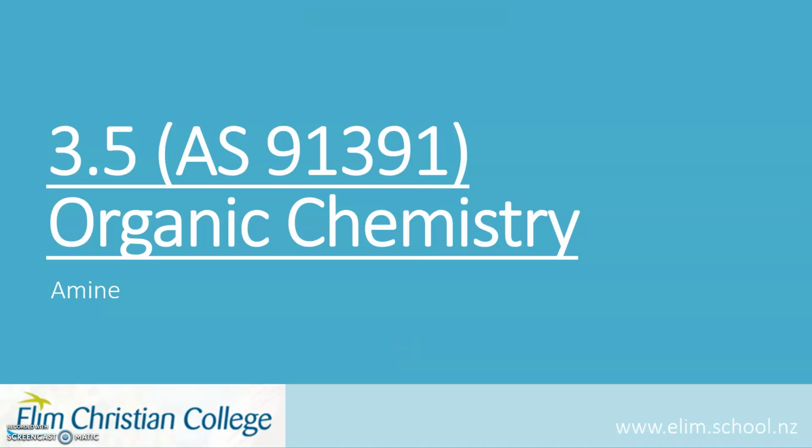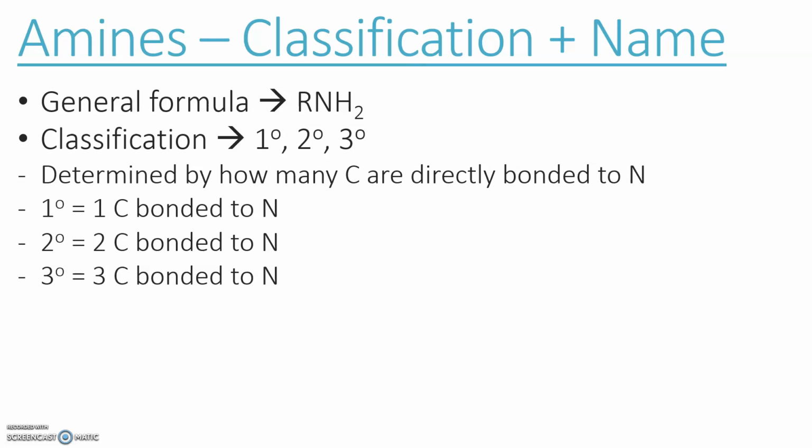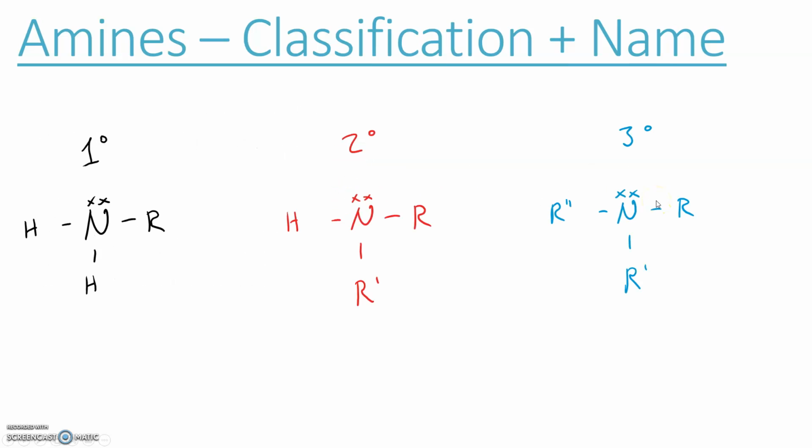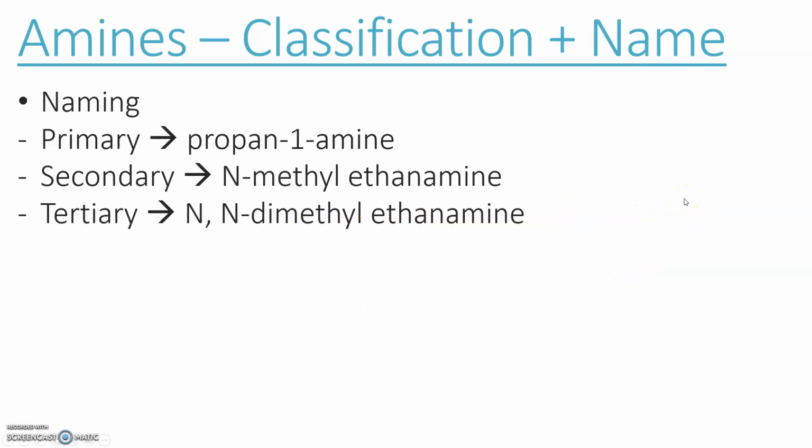Alright, let's take a look at amines. Okay, the general formula is an alkyl chain bonded to NH2, and we can have primary or secondary or tertiary amines, determined by how many carbons are directly bonded to the nitrogen. For example, this is a primary amine because it only has a single carbon bonded to the nitrogen. This is a secondary amine, it has 2 carbons bonded to the nitrogen, and here's a tertiary amine with 3 carbons bonded to the nitrogen.